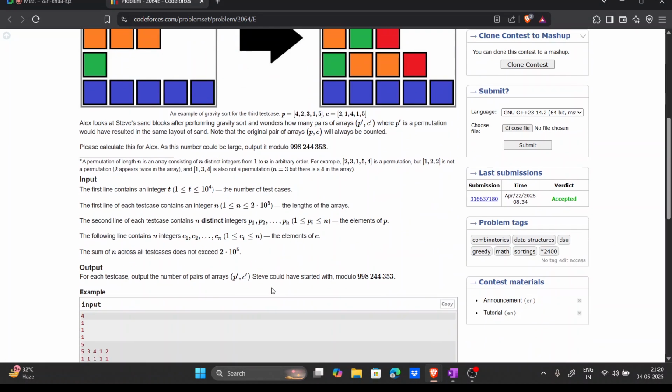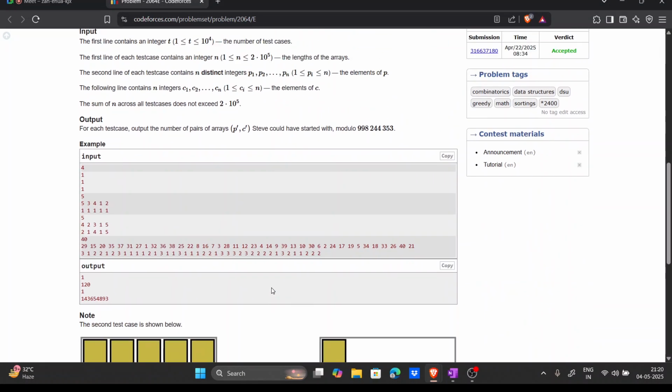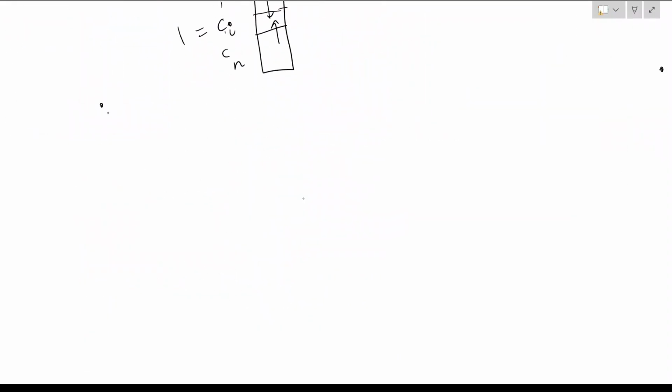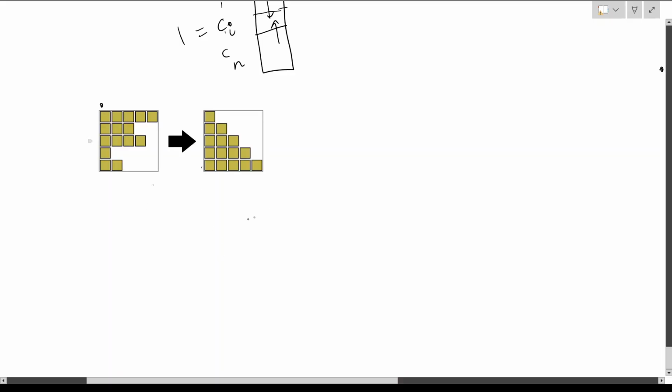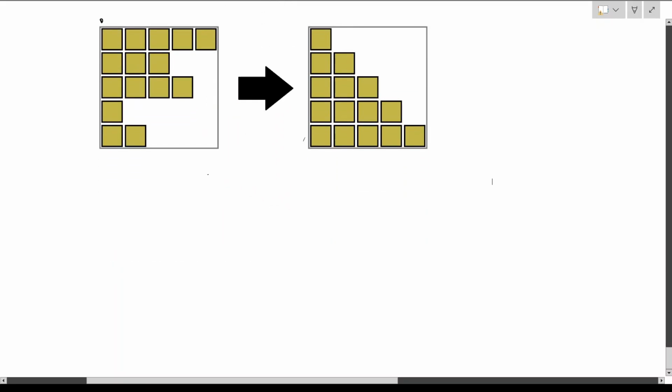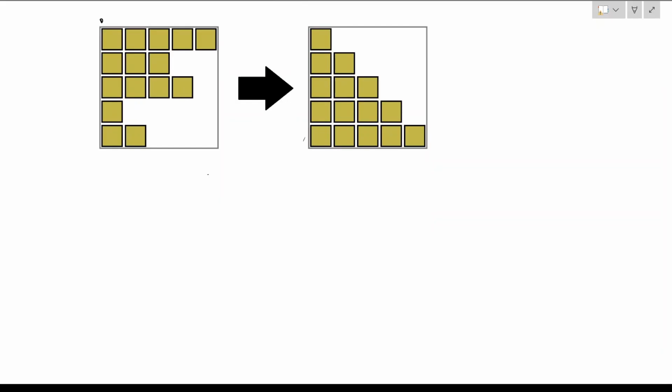For that, we have the other example where we have the following test case. Oh, there's already an image for this, where all of them have the same color. In this case, let's try to calculate the number of answers. So from this, how many ways are there to actually go back?